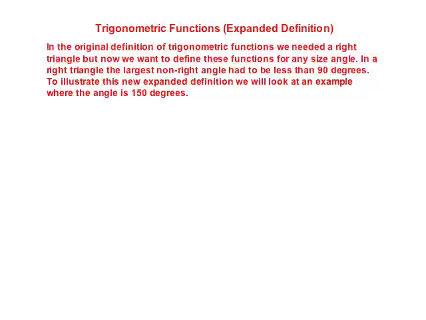Trigonometric functions, expanded definition. In the original definition of trigonometric functions, we needed a right triangle, but now we want to define these functions for any size angle. In a right triangle, the largest non-right angle had to be less than 90 degrees. To illustrate this new expanded definition, we will look at an example where the angle is 150 degrees.